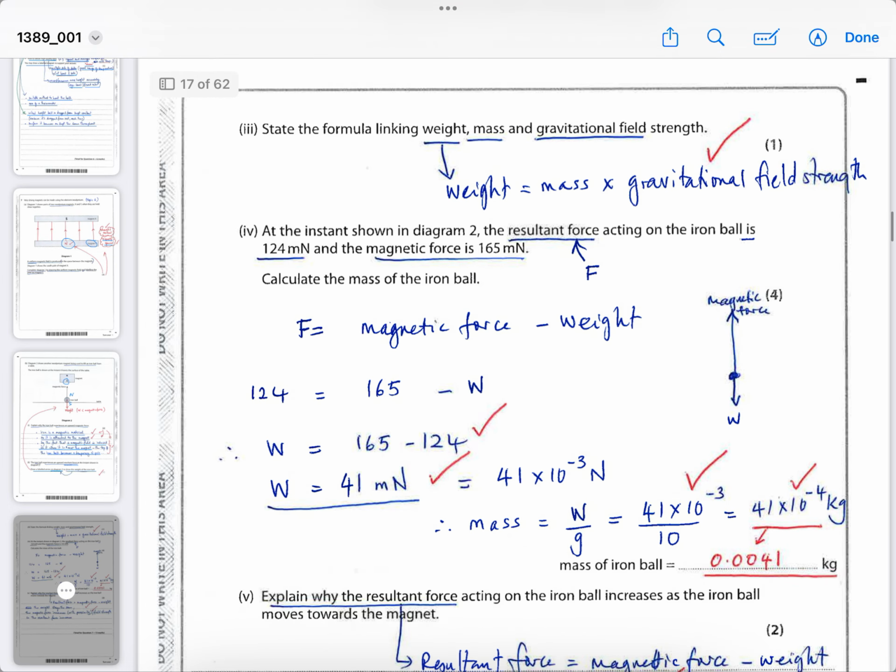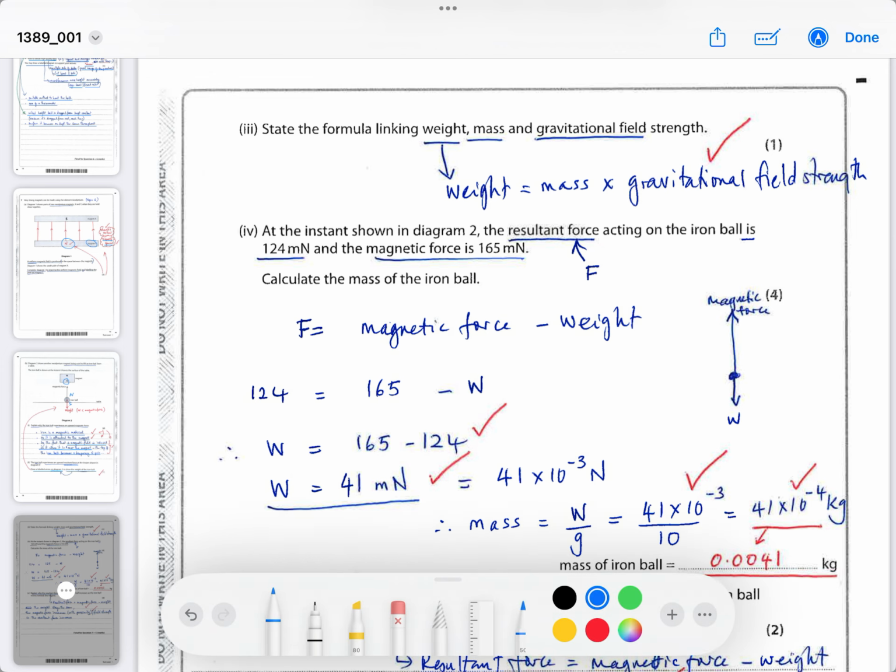So state the formula linking weight, mass, and gravitational field strength. So that is equal to this equation. And if you do that, that's how you should do it as a word equation.